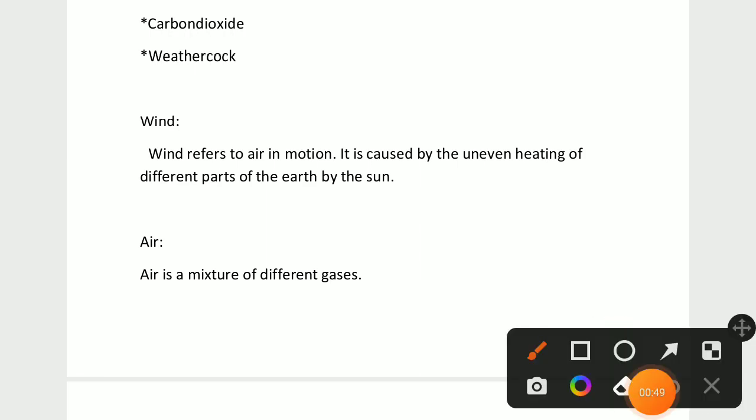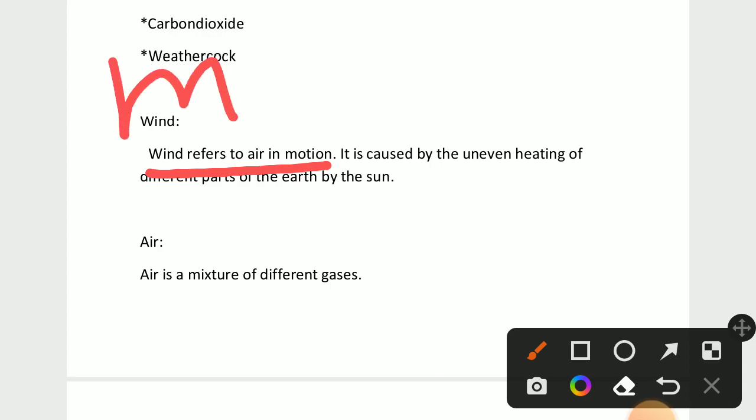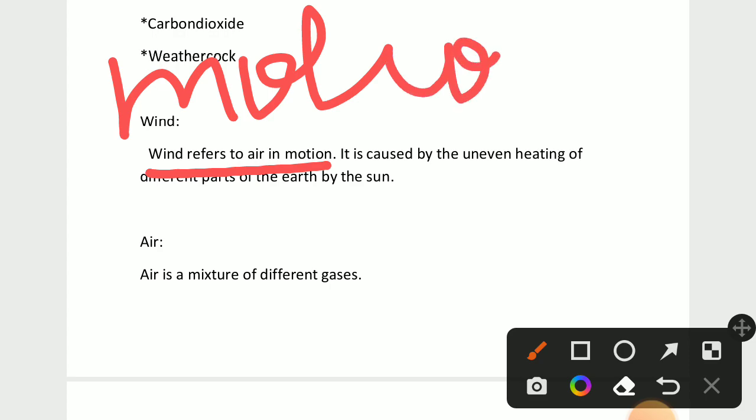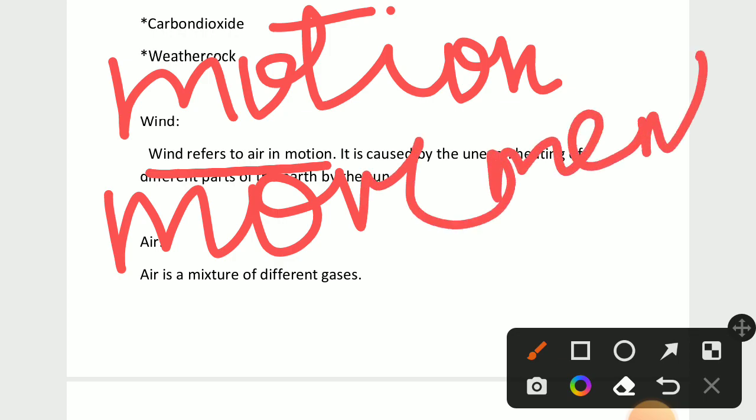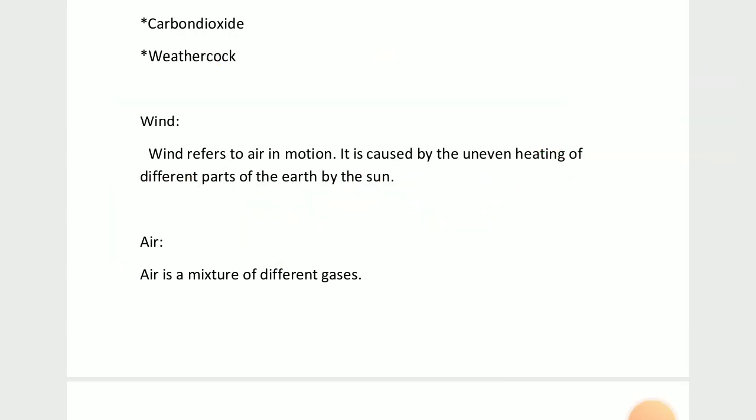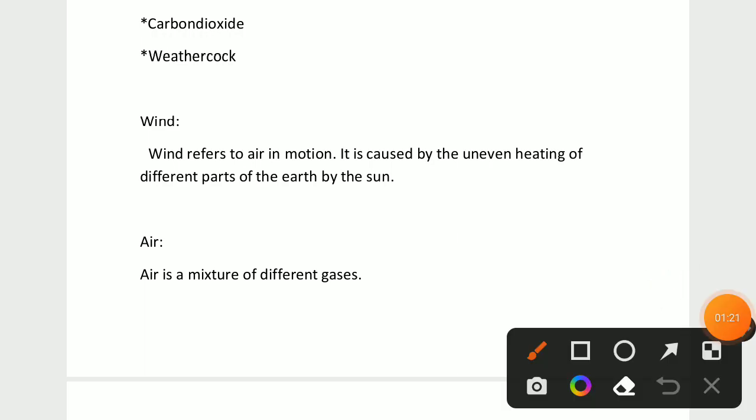Wind refers to air in motion. Wind is nothing but moving air. Here they have given motion. Motion is nothing but movement. Motion means movement. Motion is nothing but the movement of air, or the moving air is called wind.